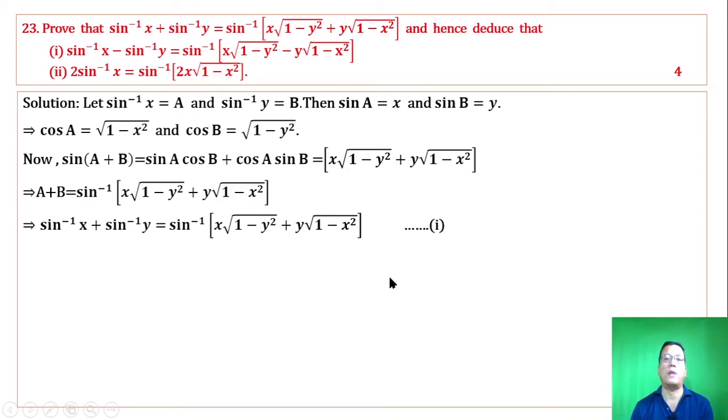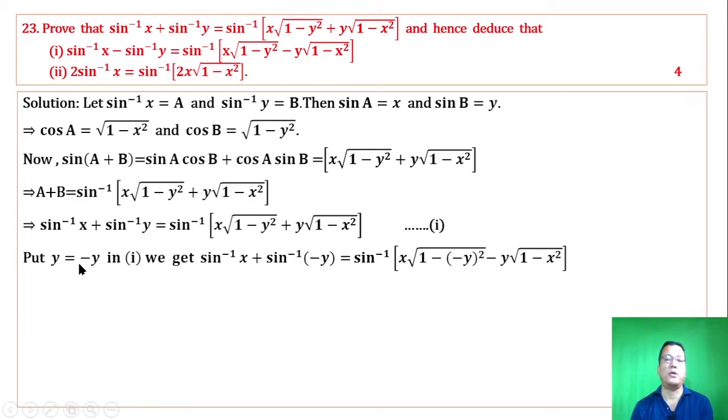First part, which is equation 1. Put y equal to minus y in Roman number 1. We get sine inverse x plus sine inverse of minus y equal to sine inverse of x into root over 1 minus of minus y square minus y into root over 1 minus x square. Sine inverse of minus y is minus sine inverse y.